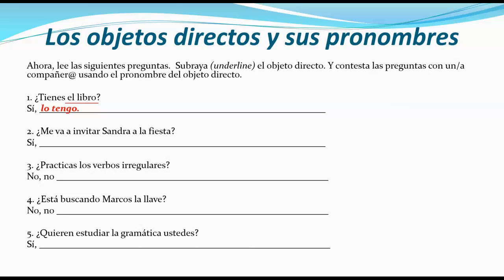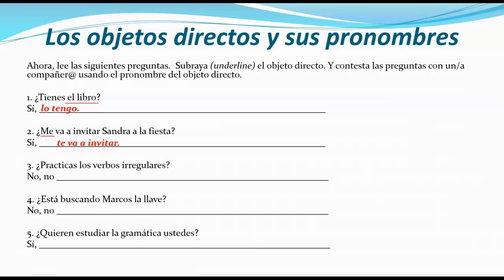¿Me va a invitar Sandra a la fiesta? ¿A quién va a invitar Sandra a la fiesta? A mí, me. Okay. Now we're not going to change our subject, so we're not going to change our verb, but the me, when we have a yo form in our question, we come back with the te form in our answer. So, sí te va a invitar. You could also say, sí va a invitarte.